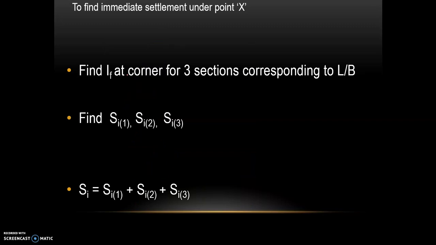Now we need to find out the value of IF at corner for all the 3 sections. For that, we need to first calculate the value of L by B, and the corresponding value will be taken as the value of IF. Then later on, we need to substitute the value of IF in the formula for immediate settlement. Since there are 3 sections, we need to find out immediate settlement for all the 3 sections. And when we add all these, we will get total settlement under point X.